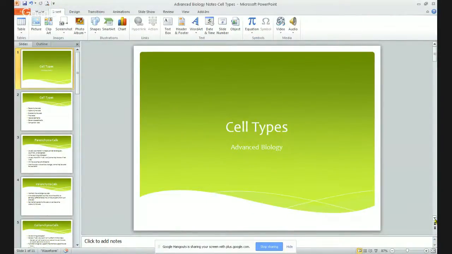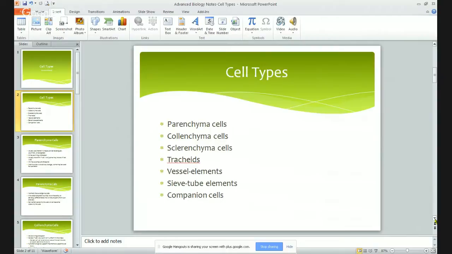Good morning. We're going to talk a little bit about cell types today. There are several different cell types found inside plants. We're going to talk about these 7 types: parenchyma cells, collenchyma cells, sclerenchyma cells, tracheids, vessel elements, sieve tube elements, and companion cells. The last 2 kind of go together.